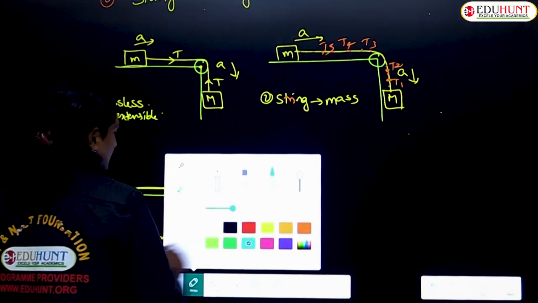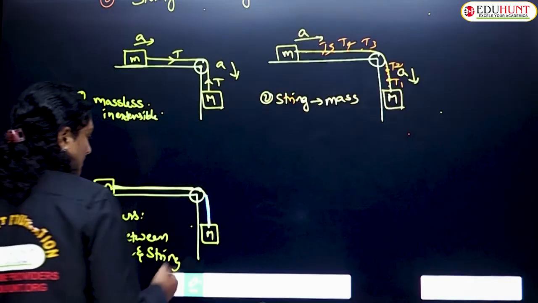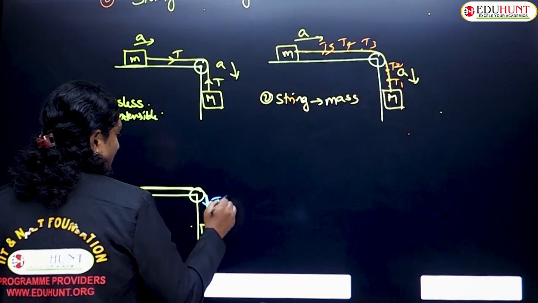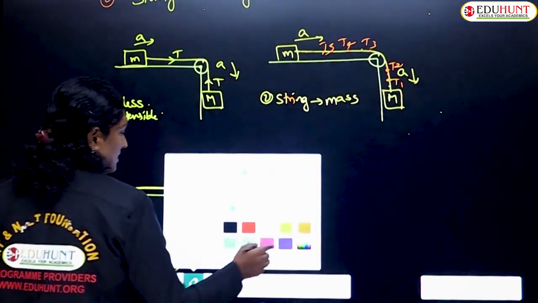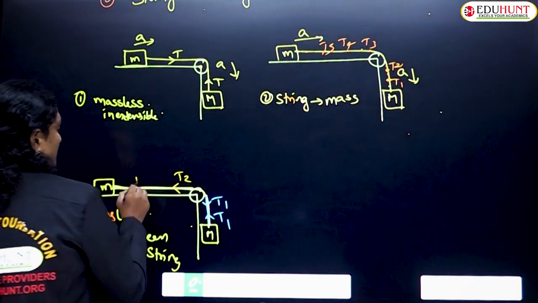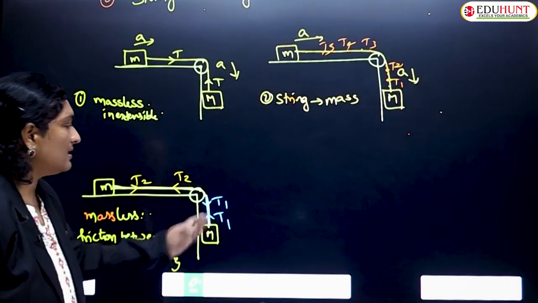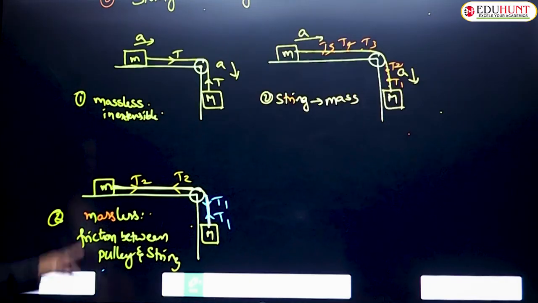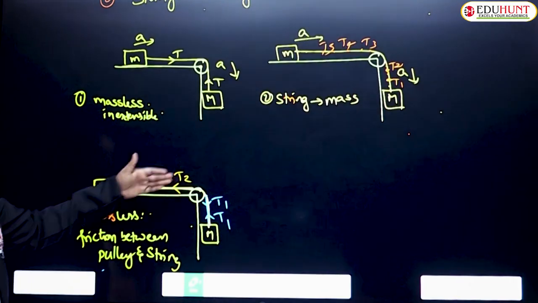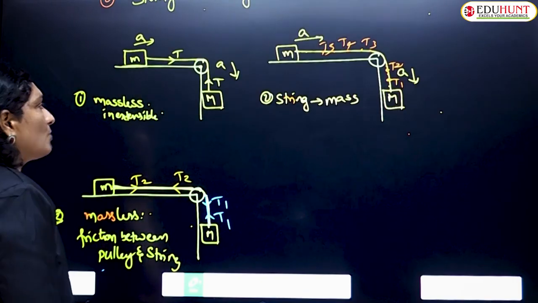That means suppose the tension in this first part of the string is some T1. Then the tension in the next part of the string will be different, something like this. Here some T2 and here also T2. So one portion of the string has one tension, the other portion has a different tension, because you are considering a massless string but with friction acting between the pulley and the string. So these are the three things you need to remember properly, children.